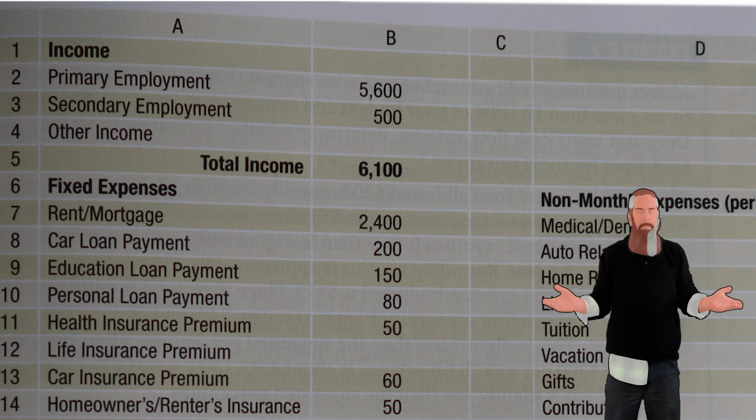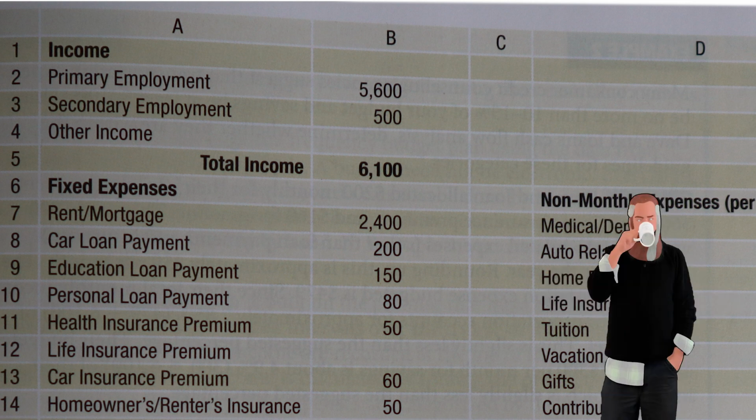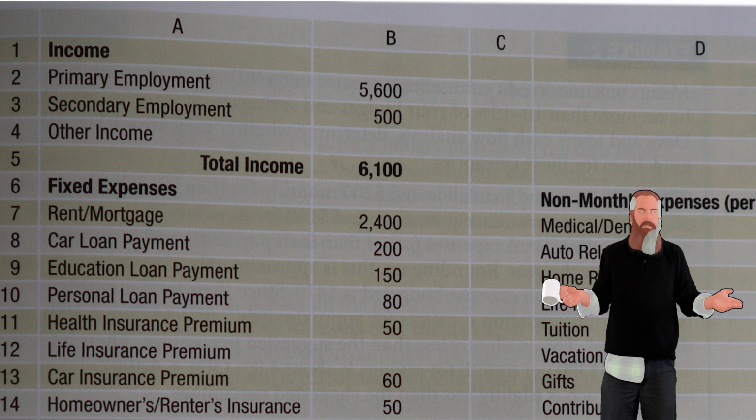Dave and Joan's combined after-tax income is $5,600 from their primary jobs. They both make extra money helping out at a family-owned business on Saturdays. That income is entered into cell B3 and the total income into cell B5.